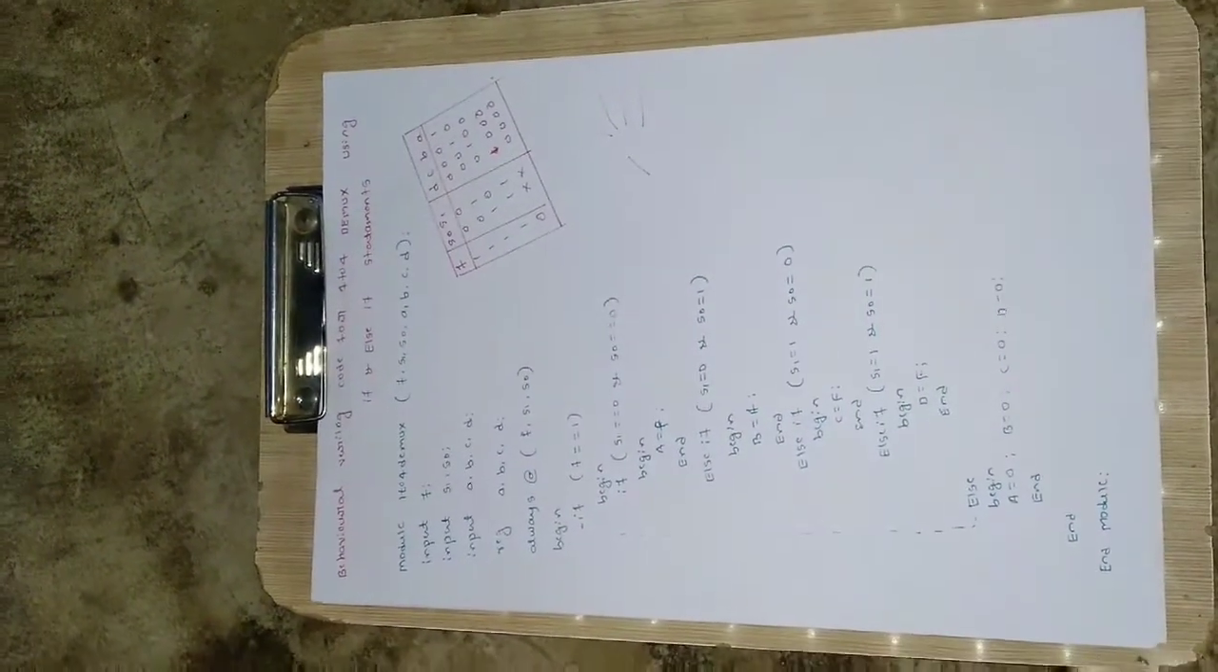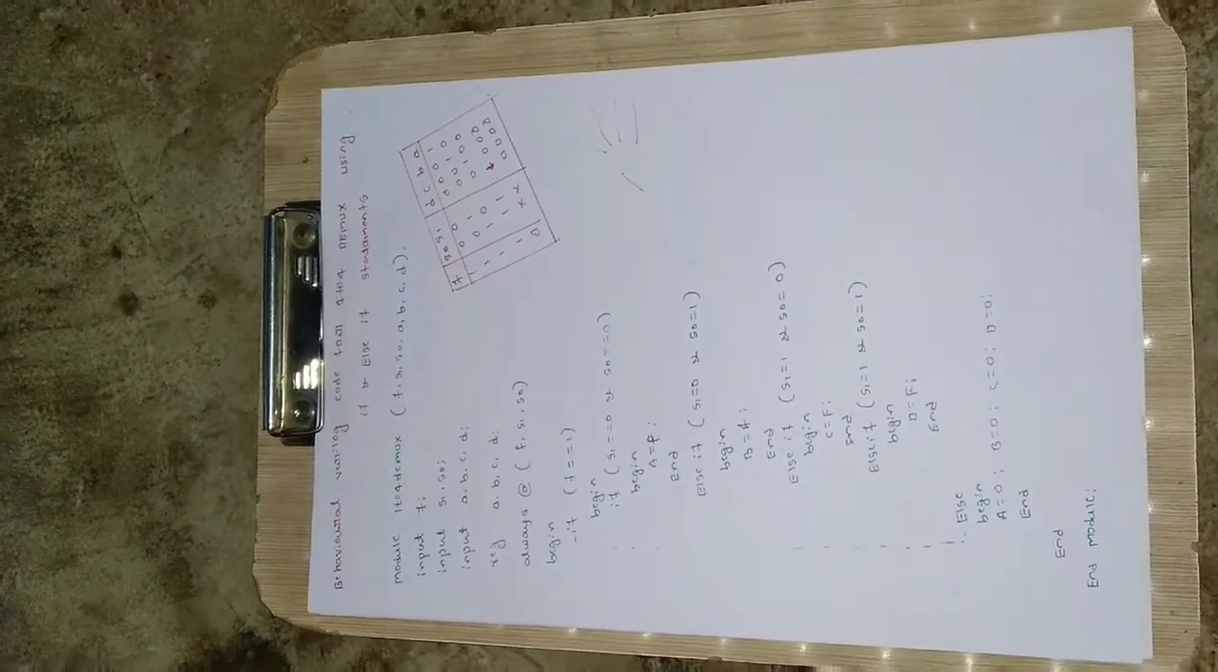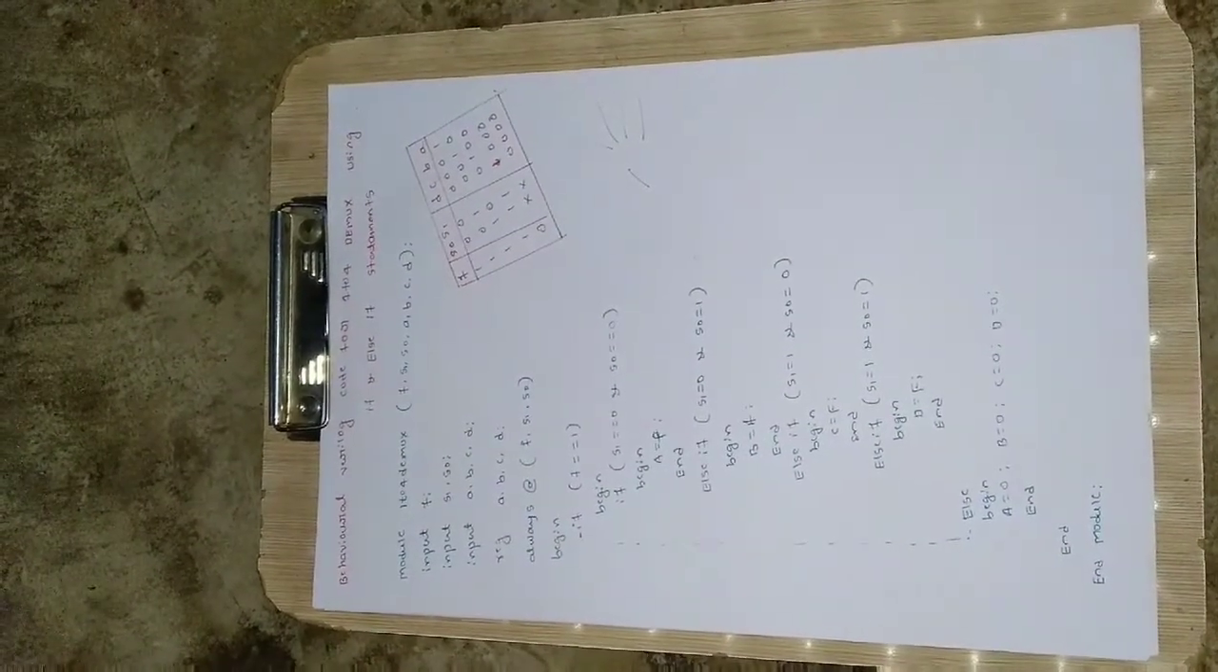So like this you can write the behavioral Verilog code for 1 to 4 demux using if and else if statements. I hope you like this video.